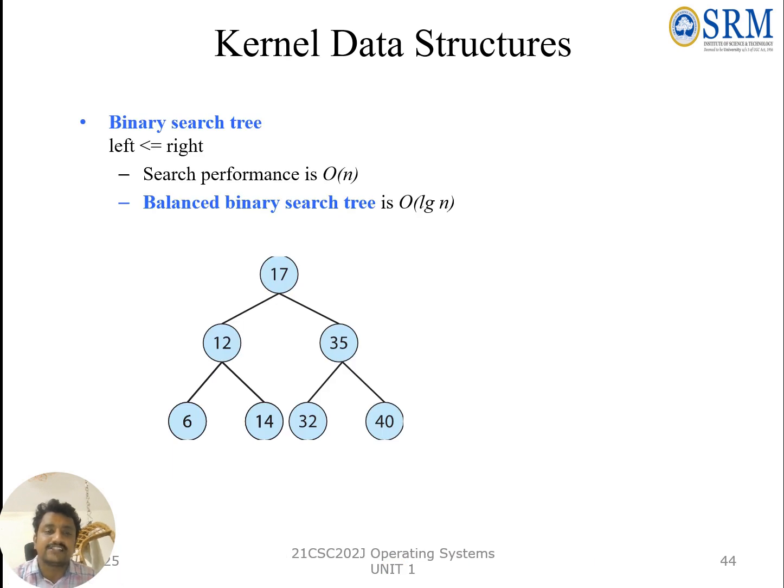Now we have a binary search tree. A binary search tree is nothing but a balanced searching tree. Here we will be having a root node and left and right subtrees, where the value present in the left is less than the right node holding the particular value. The search performance of this binary search is big O of n, where big O is a notation used for measuring the performance of this searching algorithm.